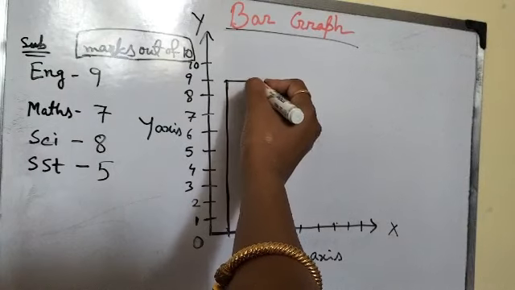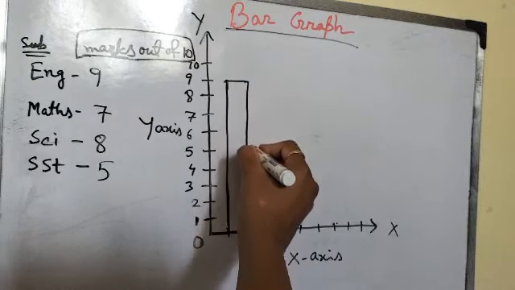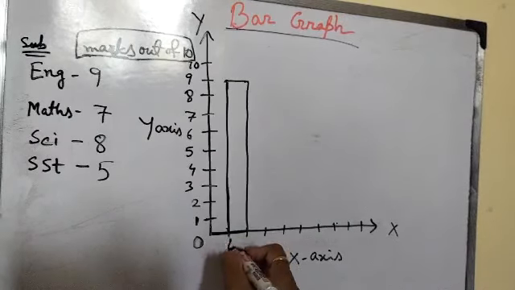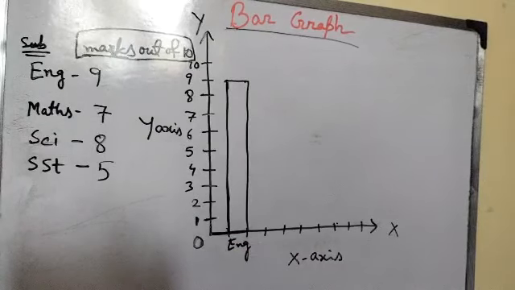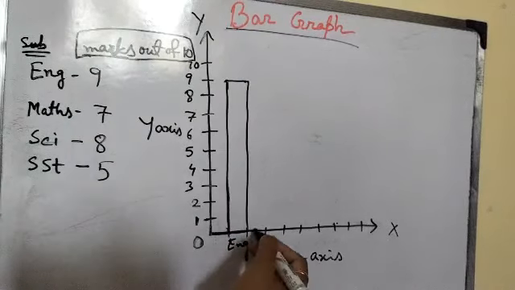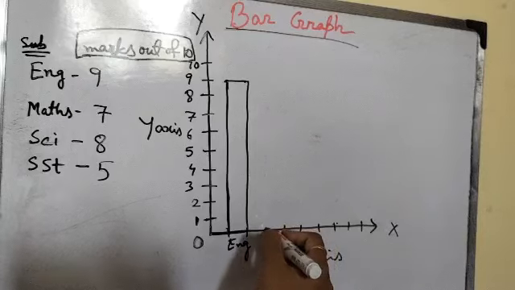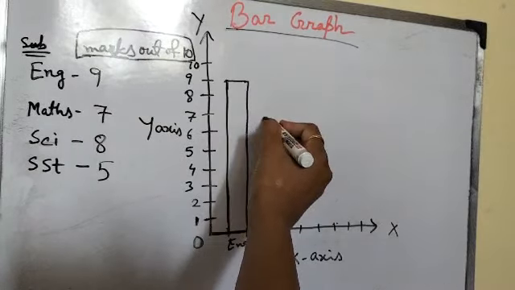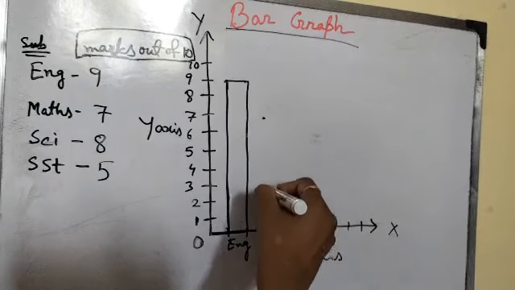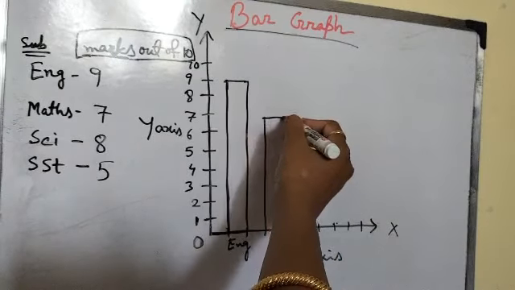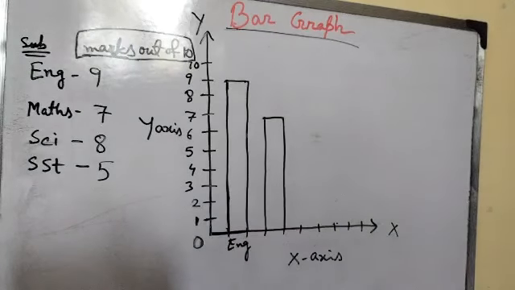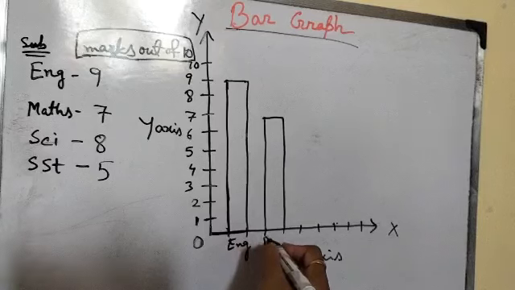Then the width of the bar will also be 10 small boxes, that means 10 small divisions. So this is for English. Then Maths, again I leave 10 boxes. Then for Maths, I'll take 7. That means this is 7. Then again the width of the bar will be the same, that means 10 boxes. This is Maths.